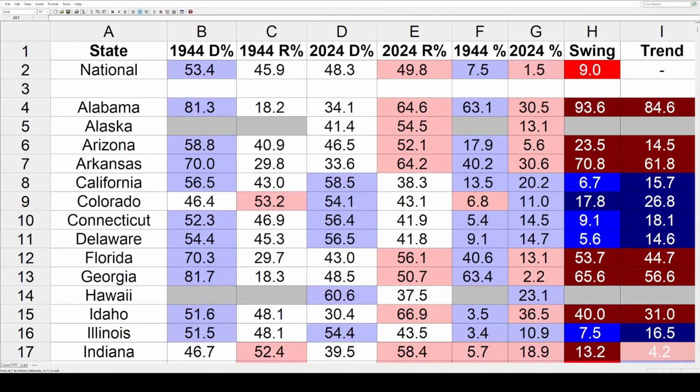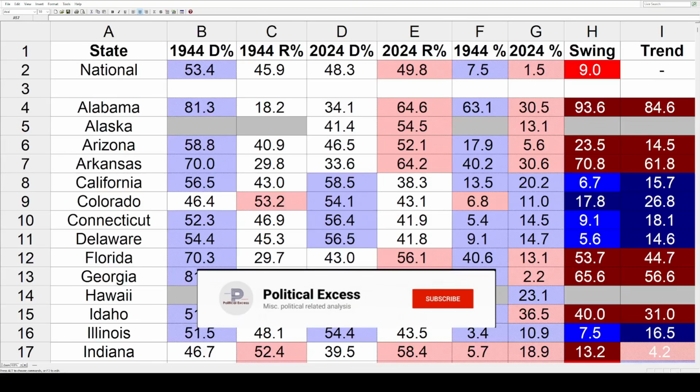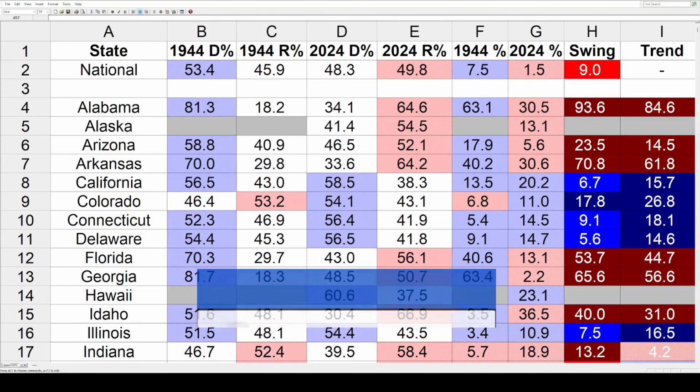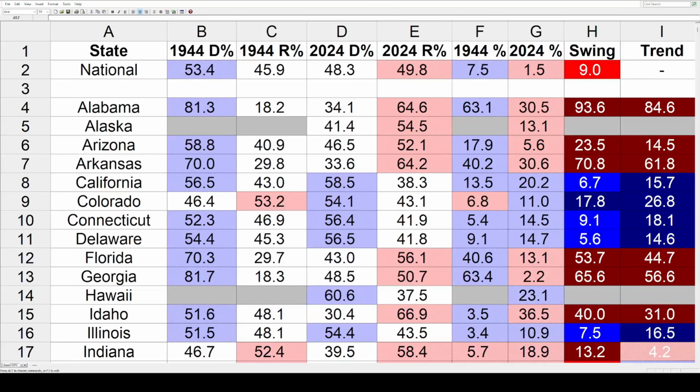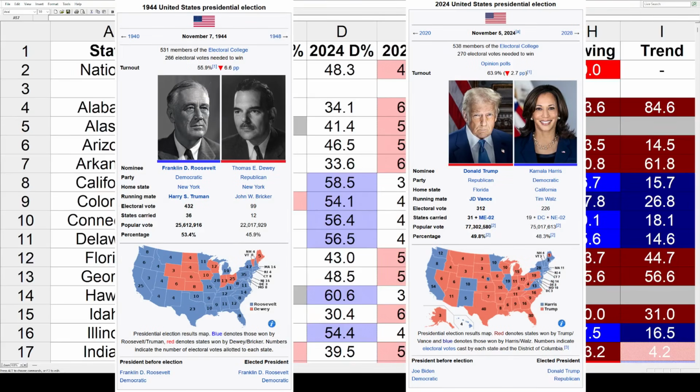Today, we'll find out how each state trended for president between 1944 and 2024. Last week, we just took a look at the shifts in each state. Today, we'll compare those shifts to the national popular vote shift, and that'll get us the trends. We'll break it all down in just a minute. But first, let's put up the background information.